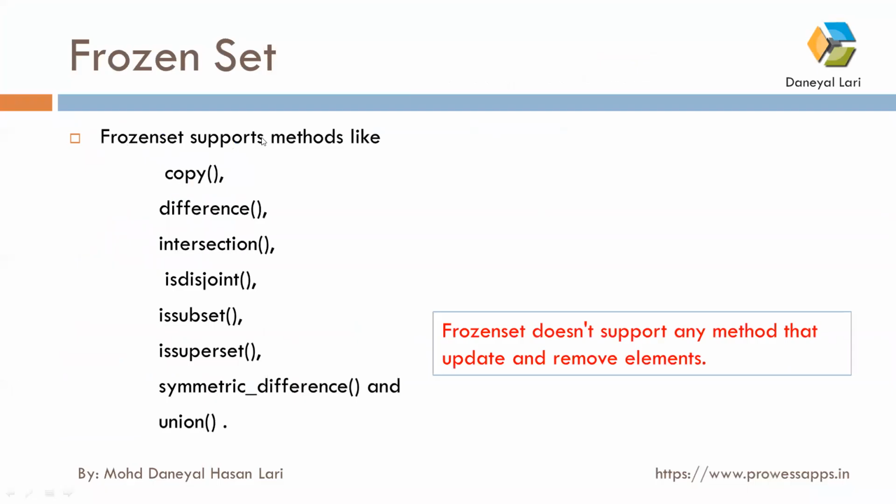So frozenset supports only these types of methods, means except addition, updation and deletion type of operations. The rest of the operations you can perform, like copy, difference, intersection, isdisjoint, issubset, issuperset, symmetric difference, union. So you can perform these operations. We have already learned in the previous session on the set how to perform the operations, so I'm not going to discuss all these methods again. And this point that is in the box in red color, just remember this one. Frozenset does not support any method that updates and removes the elements.